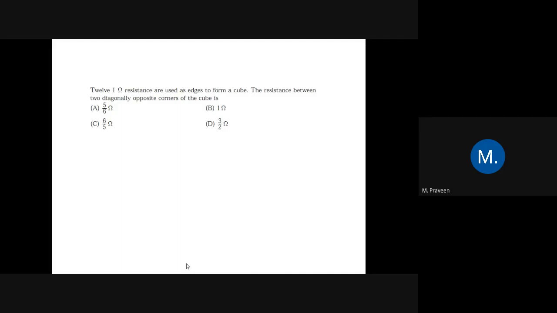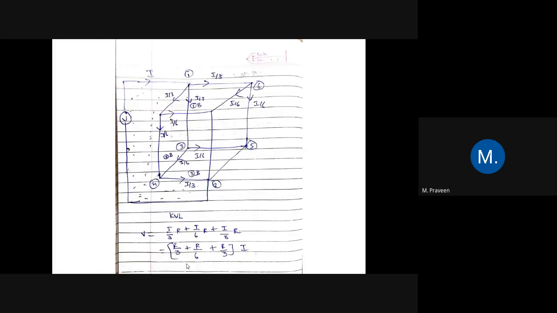Four options are given. Option A is 5 by 6 ohm, option B is 1 ohm, option C is 6 by 5 ohm, and option D is 3 by 2 ohm. Can you guess what the answer is? First, we have to draw the cube.